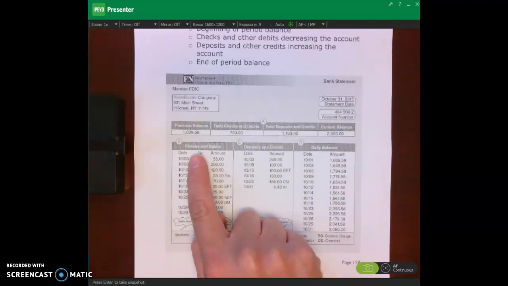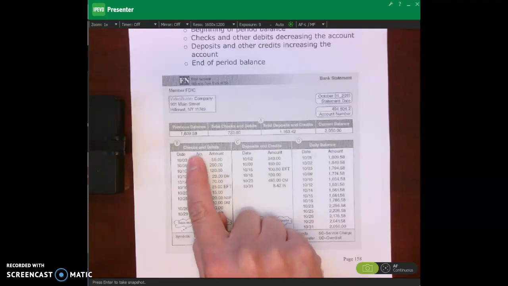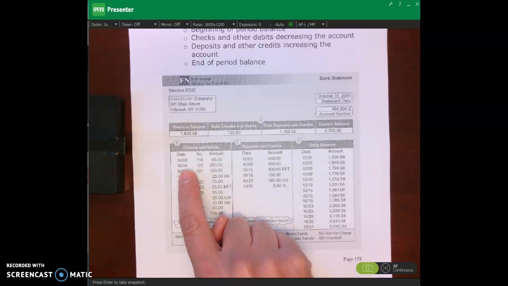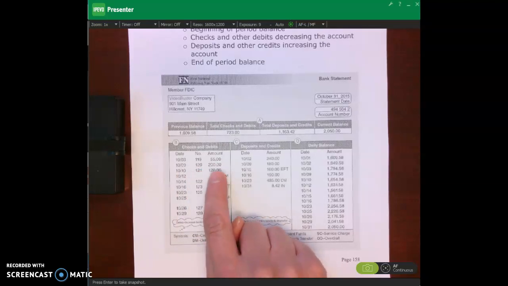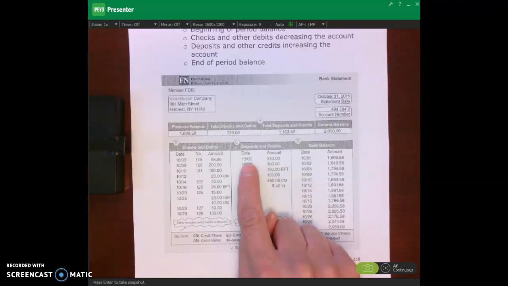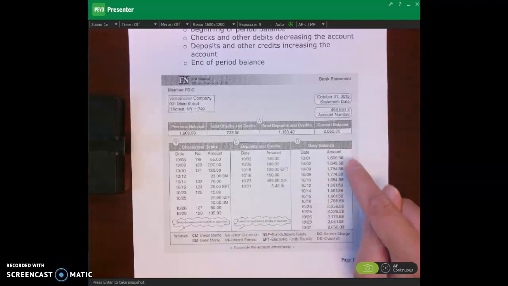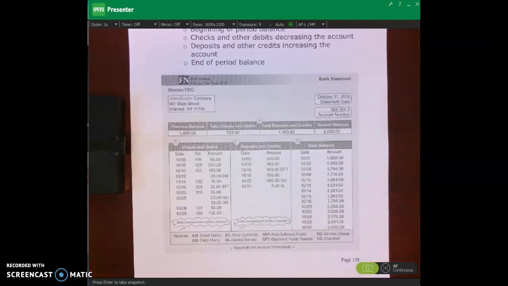And as you can see right over here, we have all of our specific checks. For example, on 10/3, check number 119 in the amount of $55. On November 9th, check 120 in the amount of $200. And then we have our deposits on 10/2 in the amount of $240, 10/9, $180, and an electronic funds transfer. And then it shows us our daily balance right over there.